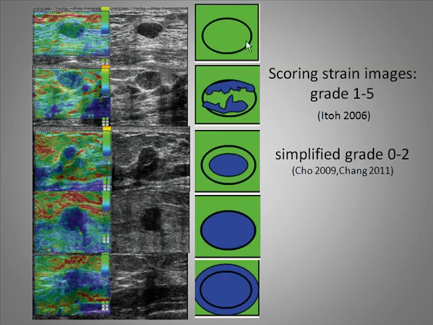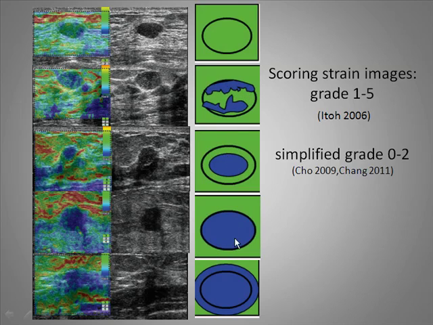Once allowing for image quality, the images will be scored according to a variety of scoring systems. The one that is primarily used, developed by Dr. Ito some years ago, uses 5 classifications. Grade 1 is a uniformly green-red image. This indicates that the lesion is uniformly soft and is a score of 1.